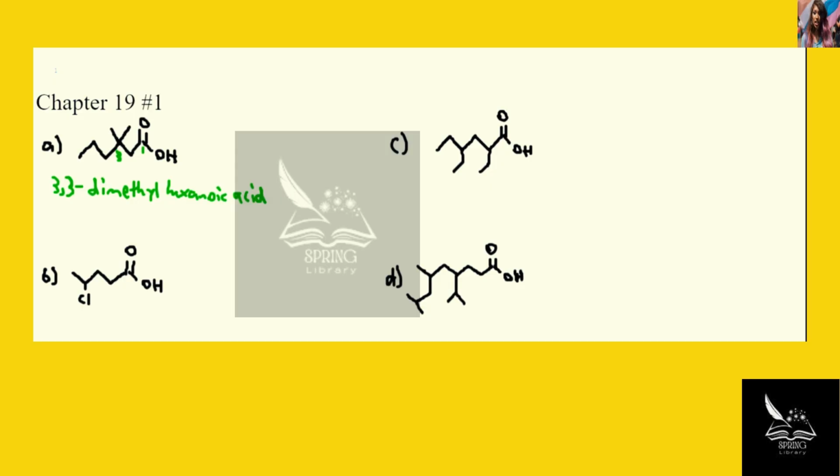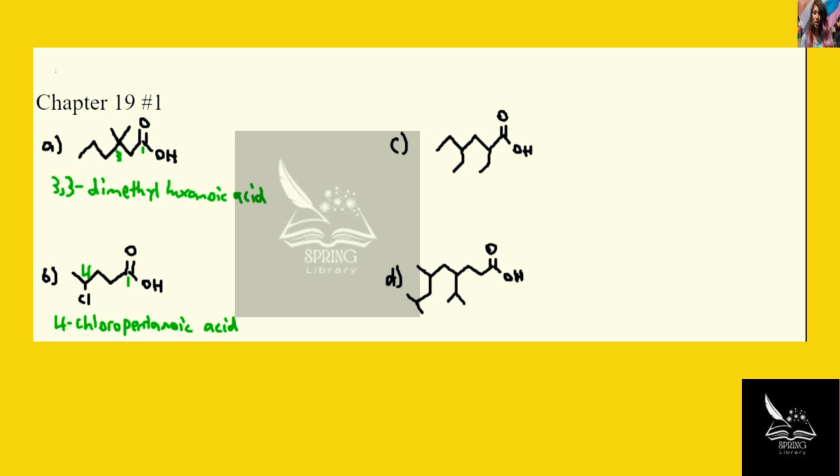So then for B, we'll follow the exact same rules. So if carbon number 1 is there, that makes this chlorine on carbon number 4. And the longest chain here is 5, so this is going to be a pentanoic acid. And so when we assemble those pieces, we get 4-chloro pentanoic acid. Okay, and so that's B.